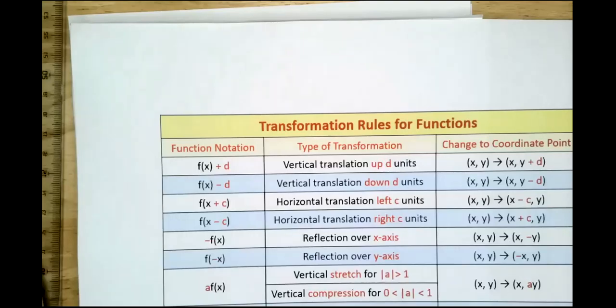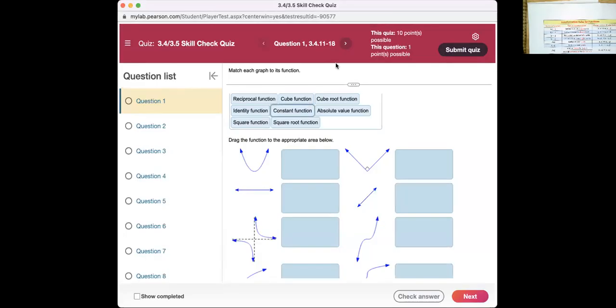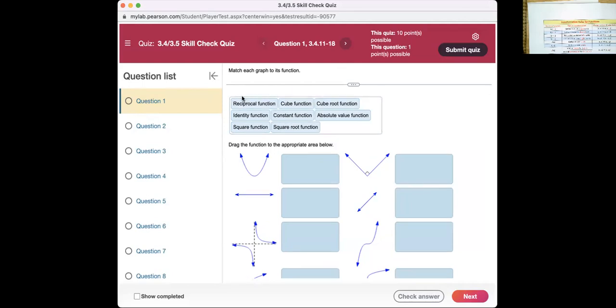All right, this is the 3-4-3-5 skill check quiz. I'm just going to go over it. All right, so the first question just asks to match the graph to the name of the graph or the name of the function. This first one is a square function.